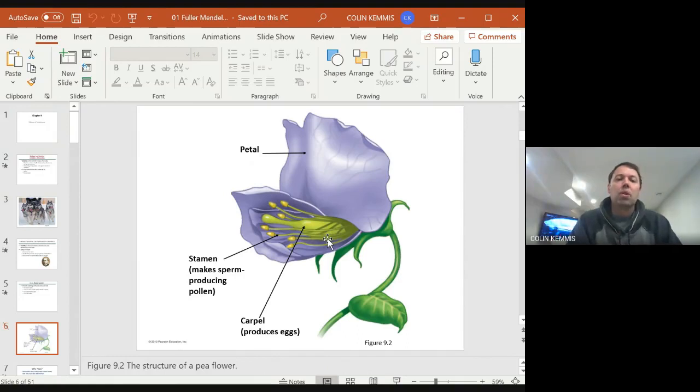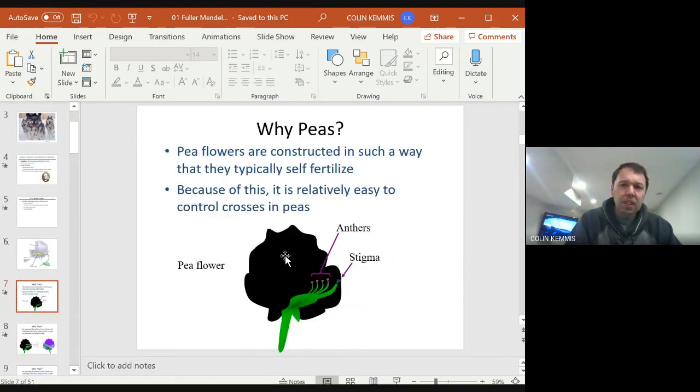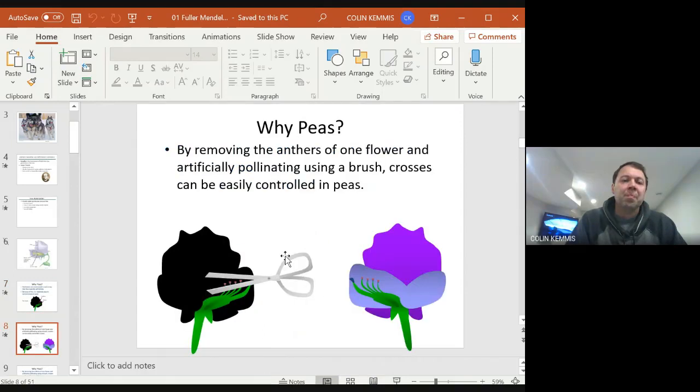And so Mendel could figure out how to manipulate the sperm and the eggs there, and he did it tons of times, controlled which flowers bred with which. And then from that he could deduce what a gene was. So here you can see the anther, and the stigma is the top of the female part there.